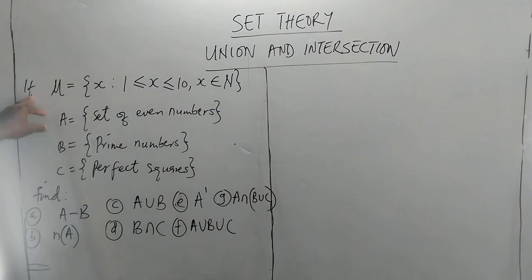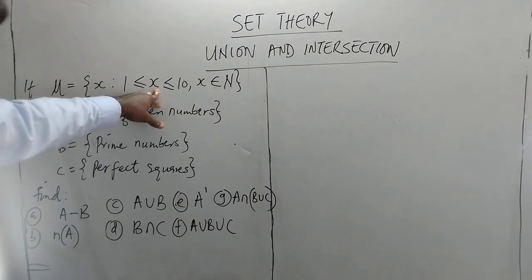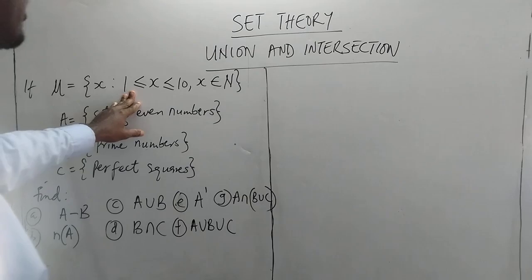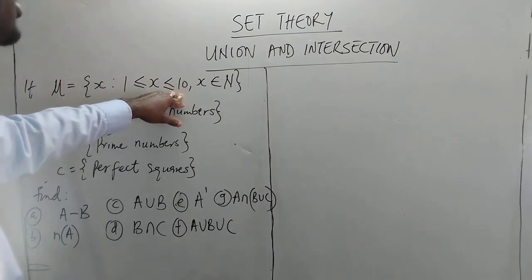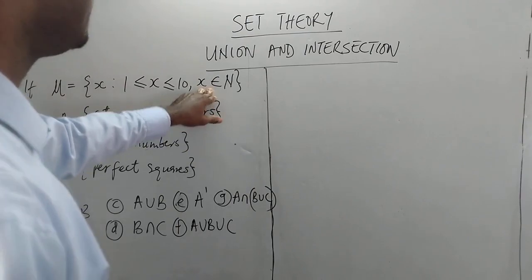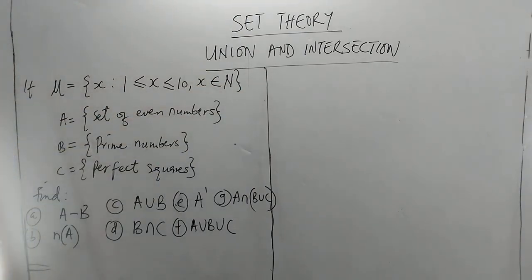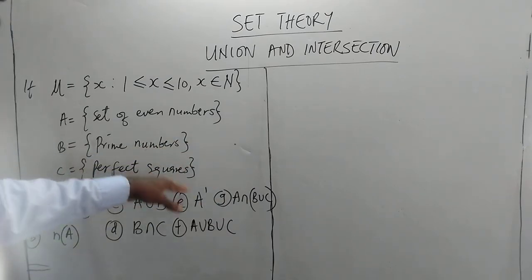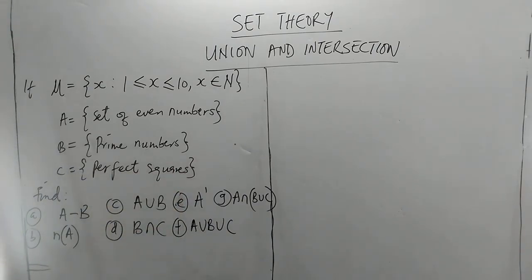The question says, if the universal set is equal to x such that x is greater than or equal to 1 but less than or equal to 10, x is an element of natural numbers. A is a set that contains even numbers. B is a set that contains prime numbers. C is a set that contains perfect squares. Now, the question, find A minus B.